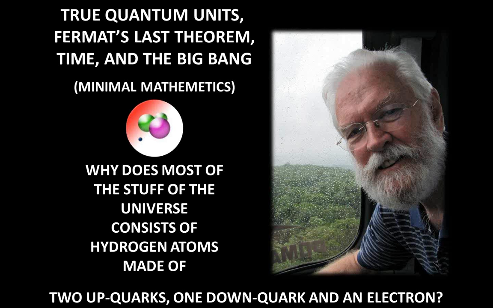In this video, we'll review true units that we talked about in the last video and see how they explain things that are inexplicable in the current scientific paradigm. In the little circle on the left, you'll see a depiction of the hydrogen atom, the most common element in the universe, consisting of two up quarks, a down quark, and an electron. Modern science and technology depends upon our understanding of this little bit of nearly nothing, and yet the current scientific paradigm can't even explain why it exists.